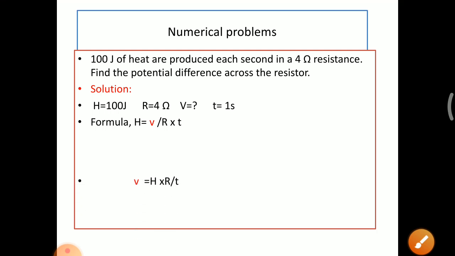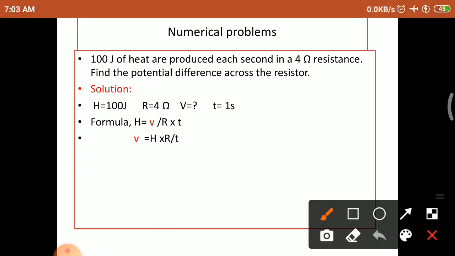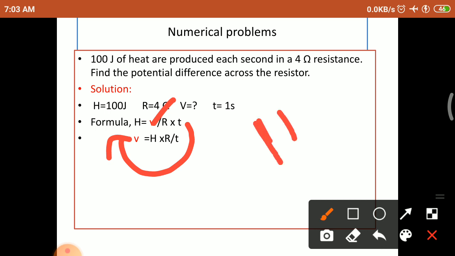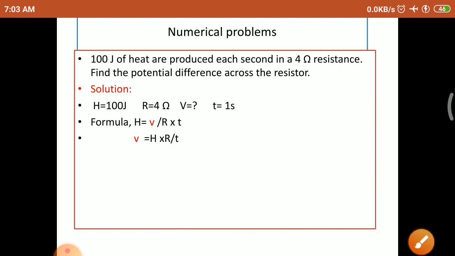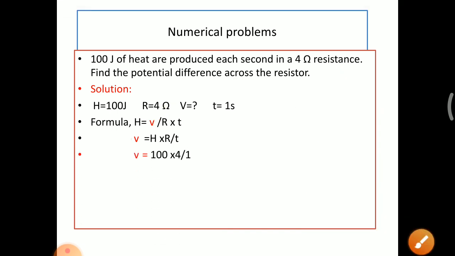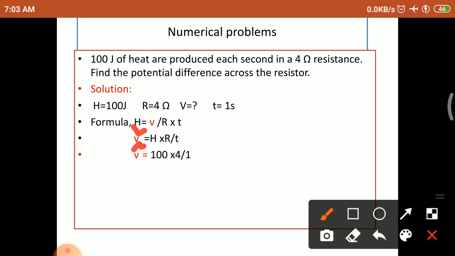So keep the V in this side. You have to rearrange R and T to this side. When the R comes here, H into R by T. The V squared equal to H into R by T. Then you have to substitute the value, that is V squared. The value of H is 100, the value of R is 4, and value of time is 1.